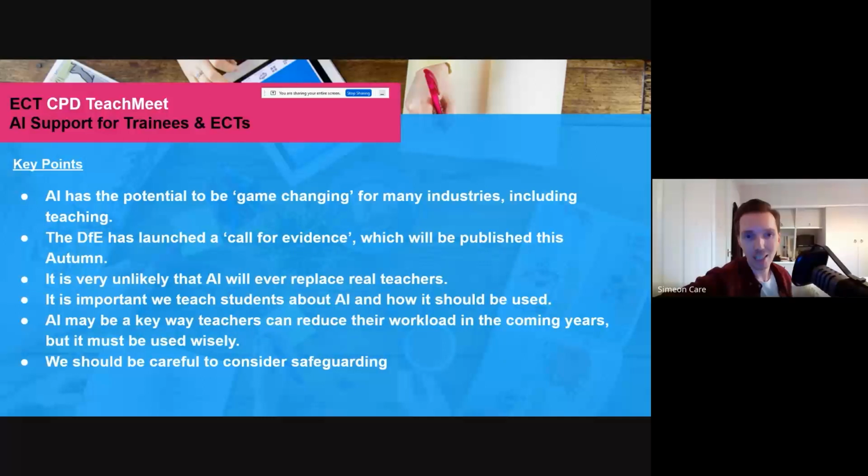It's unlikely that AI will ever replace real teachers because of the importance of human relationships and connection. It is important that we teach students about AI and how it should be used. And AI may be a key way we teachers can reduce our workload in the coming years. It's just got to be used wisely and with a bit of nuance. And we should absolutely be careful to consider safeguarding.